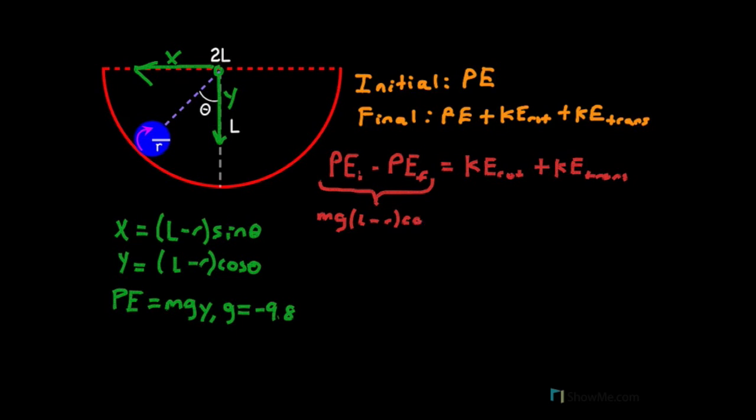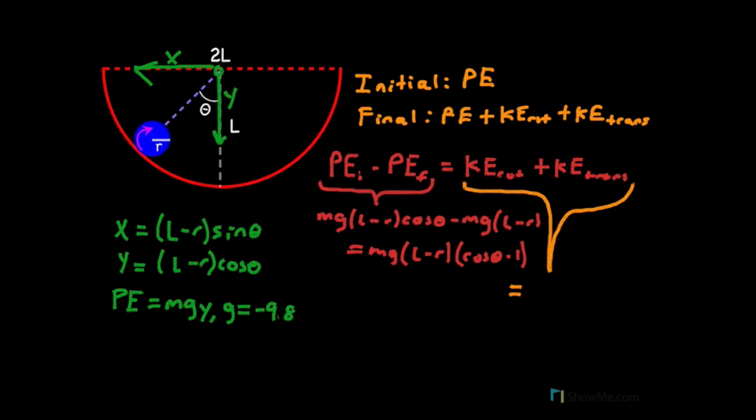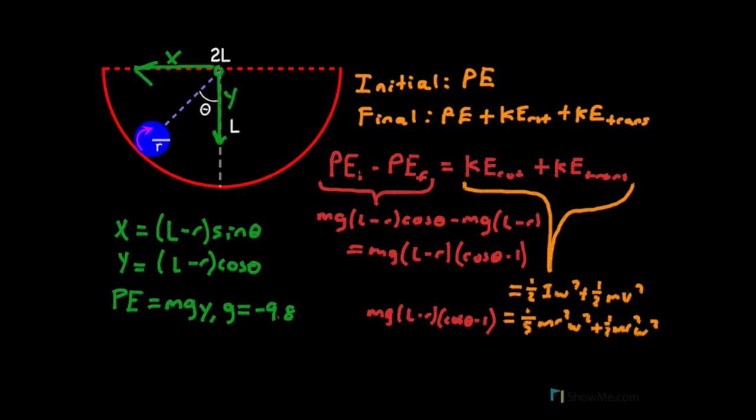Now we can work out the change in potential energy and set that equal to the total kinetic energy. We know that a sphere's moment of inertia is 2/5 mr squared, and we also know that at any point, the linear velocity of the center of mass of our sphere is equal to the sphere's radius times its angular velocity. So we can make those substitutions and simply solve the resulting equation for omega, our final angular velocity.